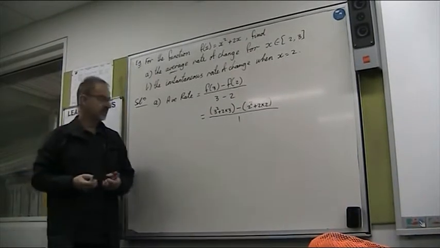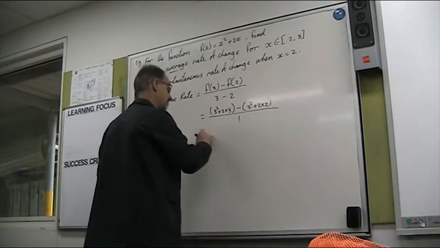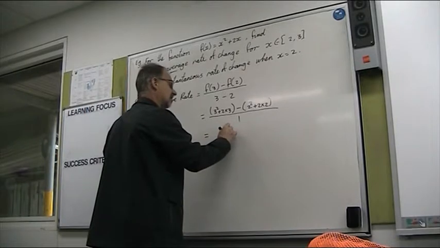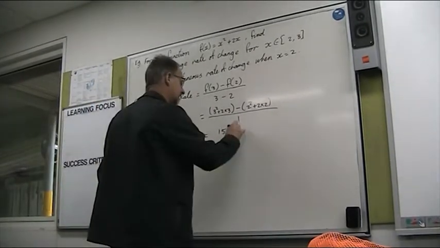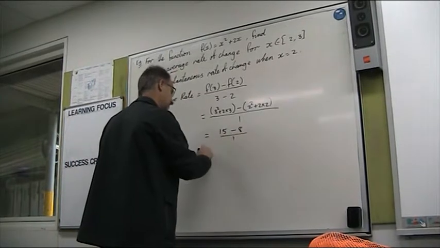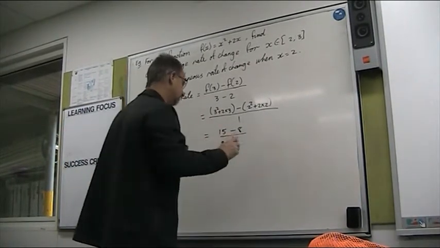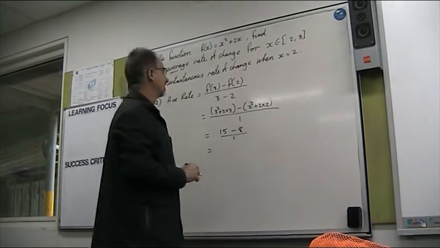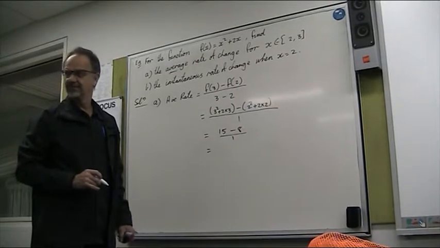So 3 squared is 9, plus 6 is 15. 2 squared is 4, plus another 4 is 8. 15 minus 8 should be 7. Isn't it 2 times negative 3? Negative 3 by negative 3. Isn't it? I just made that up.